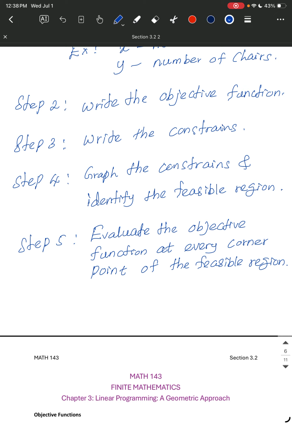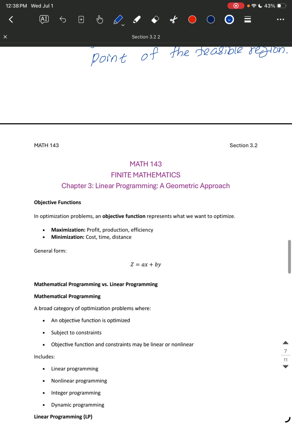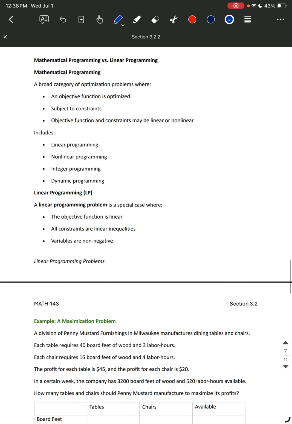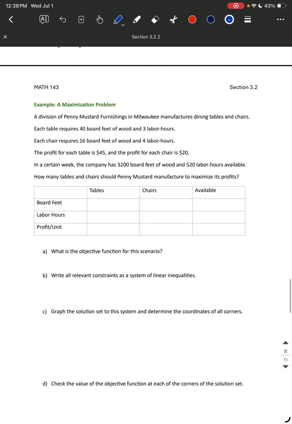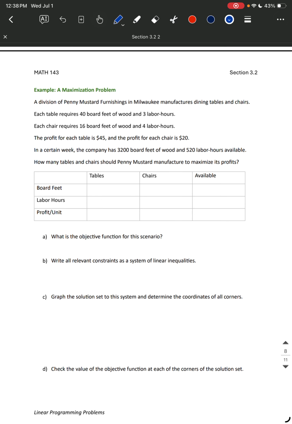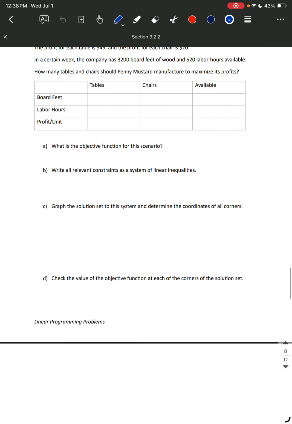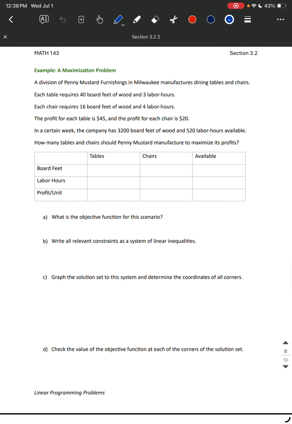Okay, let's go through the note. Here you can see the objective function and the linear programming problems, also the examples. Okay, let's start with the maximization problem. In that case, you can read the word problem.